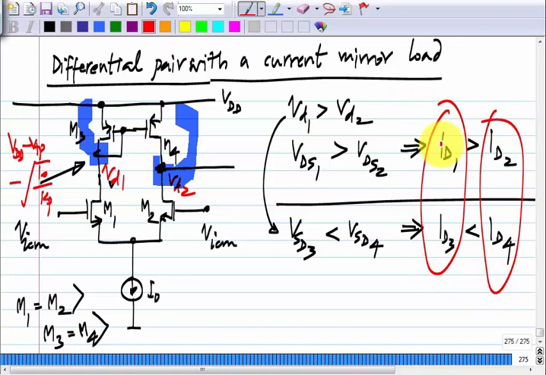So, if they are perfectly matched even in open loop, equal currents will be flowing through the transistors, and what will be the output voltage? What will be the voltage here? Same, VDD minus VTP minus square root I naught by Kp, basically VDD minus VSG3.